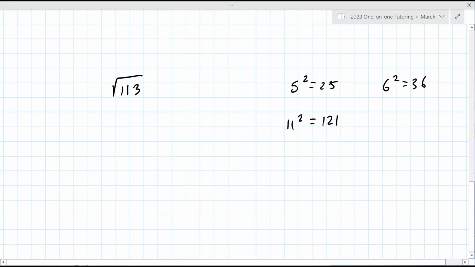121. Okay. So that's too big. 10 and 11. Yes. Okay. So this number is between 10 and 11. Oh, I get it.